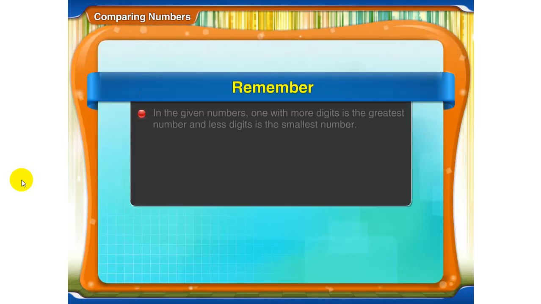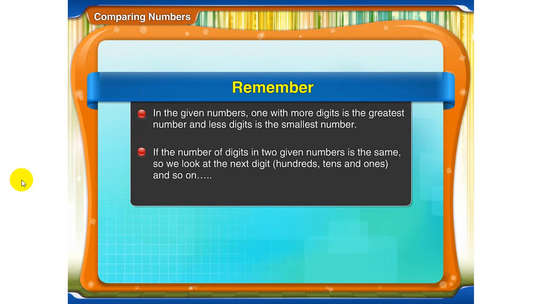Remember, in the given numbers, one with more digits is the greatest number and less digits is the smallest number. If the number of digits in two given numbers is the same, then we look at the next digit, that is hundreds, tens, and ones, and so on.